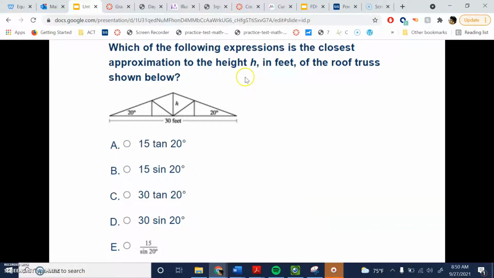Here's the first question. Which of the following expressions is the closest approximation to the height h in feet of the roof truss shown below? So this height right here, A, B, C, D, or E. Ready, set, go. Do it.